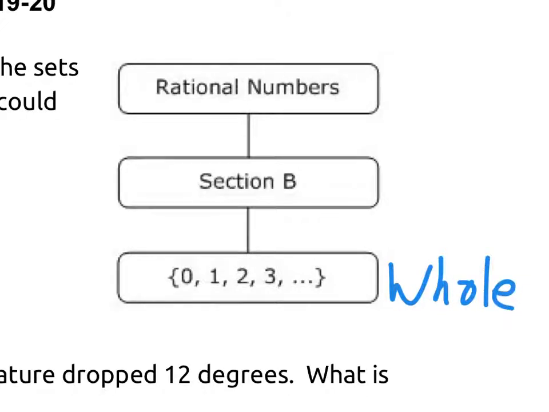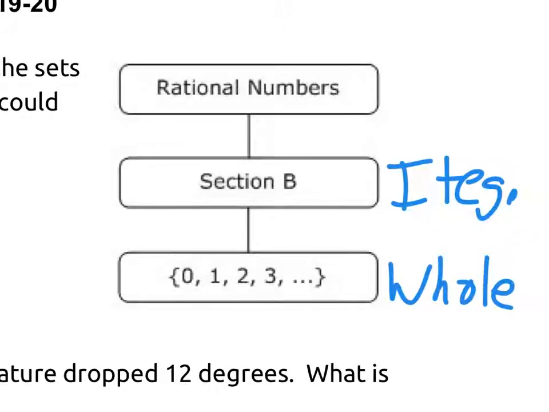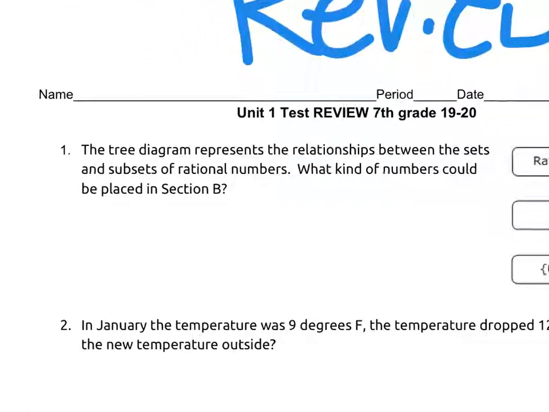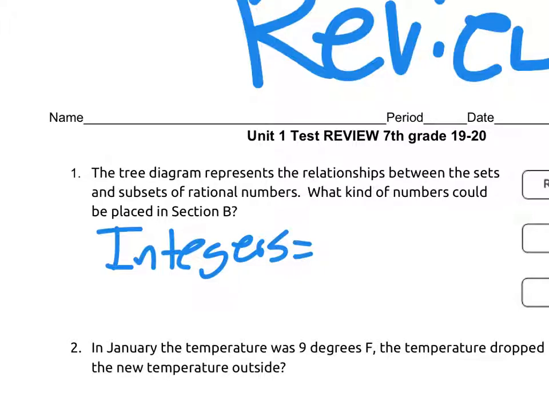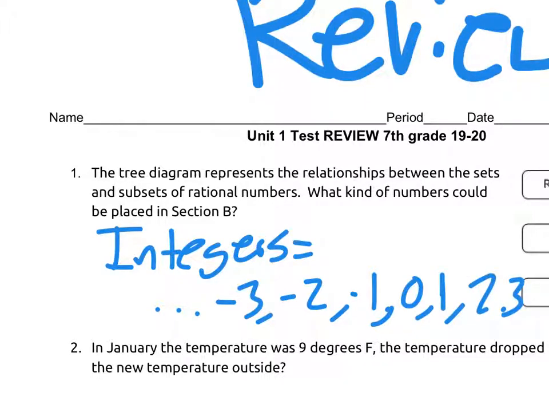Up here we got our rational numbers, which means that these are integers. I'm just going to shorten that because I'm running out of room already. Integers are just like whole numbers, but we're going to include the negatives as well. So just about any number could go through here. So we've got -3, -2, -1, 0, 1, 2, 3, and this can go on. So pretty much any positive or negative whole number.